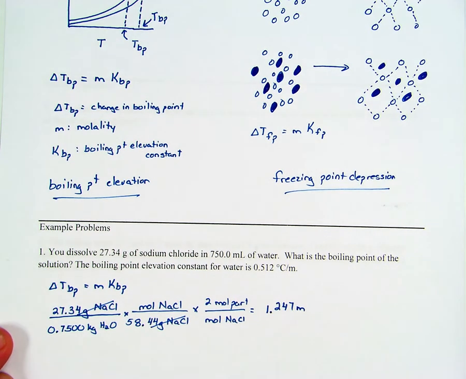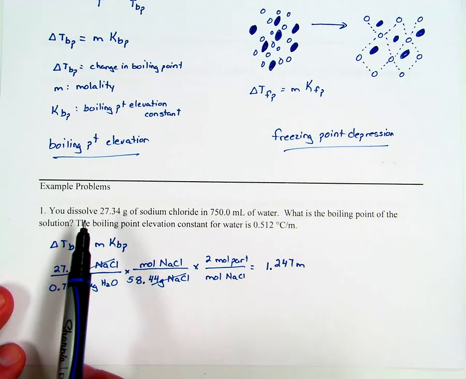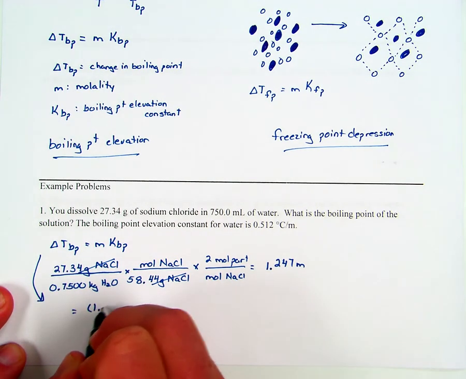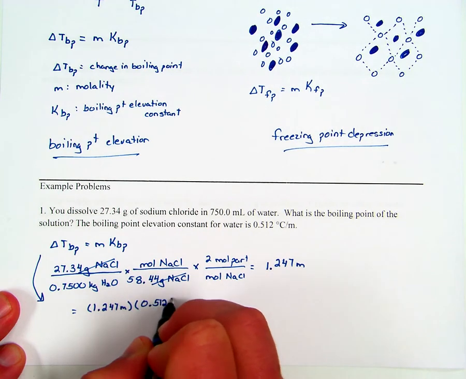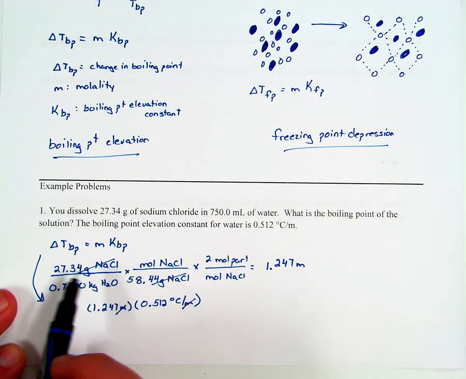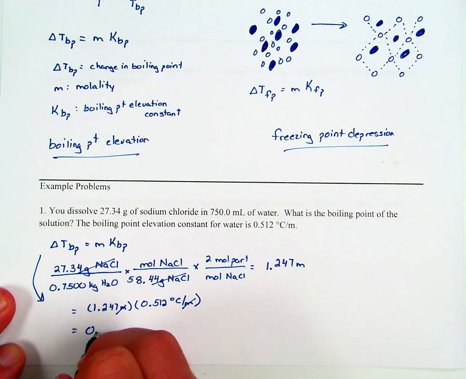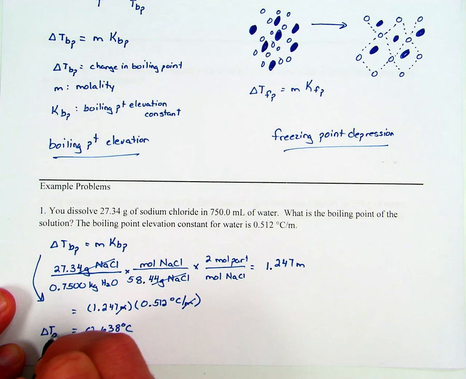Notice the boiling point elevation constant is given to us, so at this point I can simply use this equation. So the molality of 1.247 molal times the elevation constant of 0.512 degrees Celsius per molal. Notice your units here. The molal units will cancel. We're left with degrees Celsius, which should be the case, as I want to know how much the temperature is changing by, so our units match that. This gives you a value of 0.638 degrees Celsius, which is the change in boiling point of the solution.